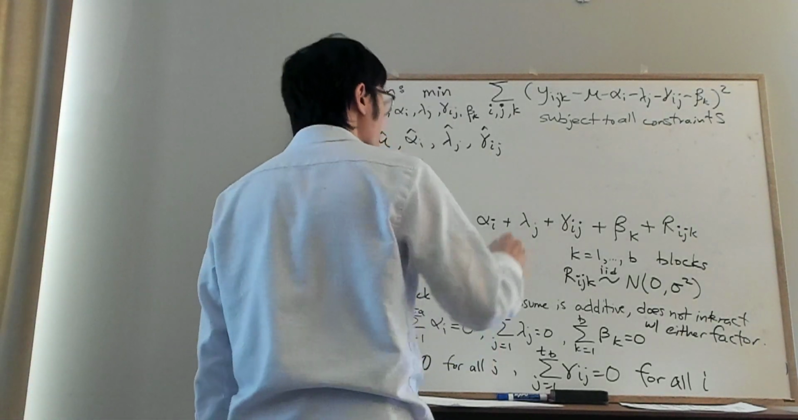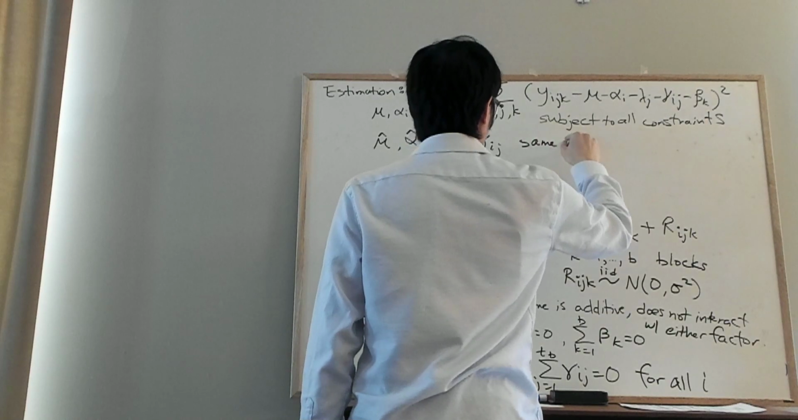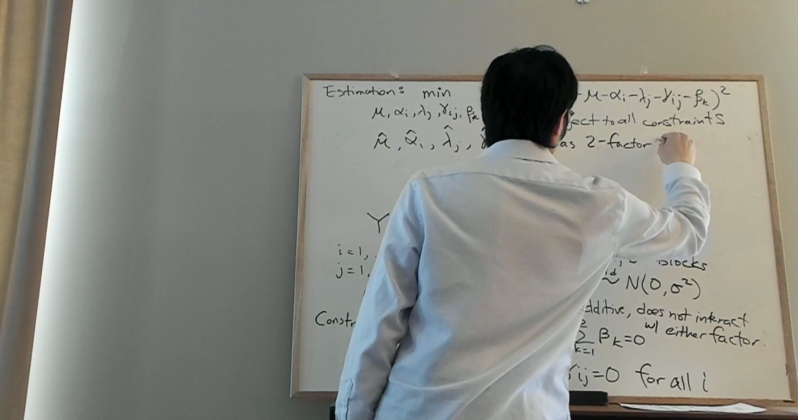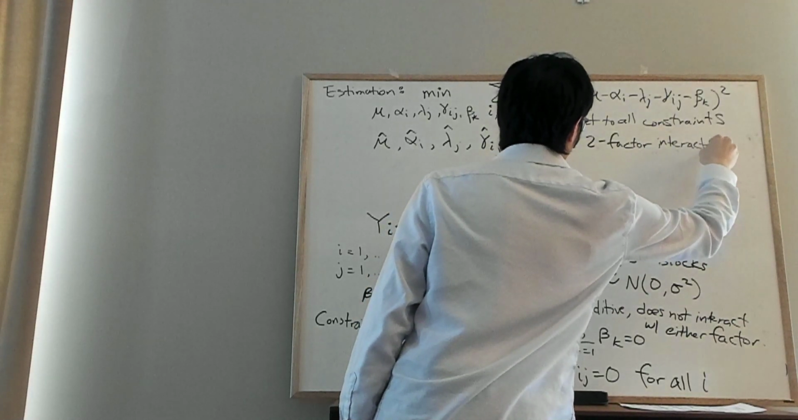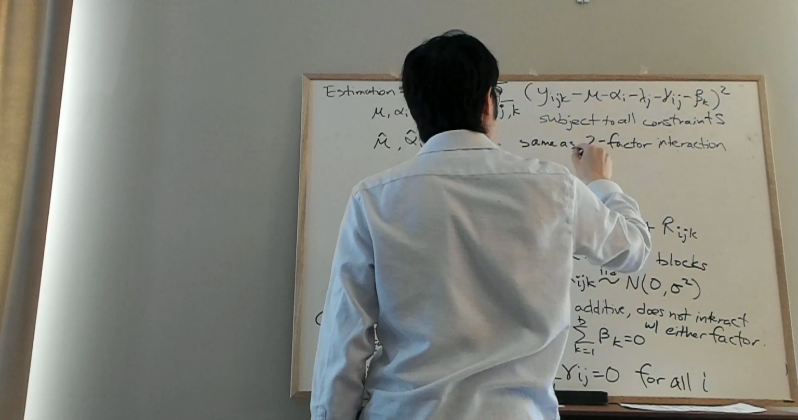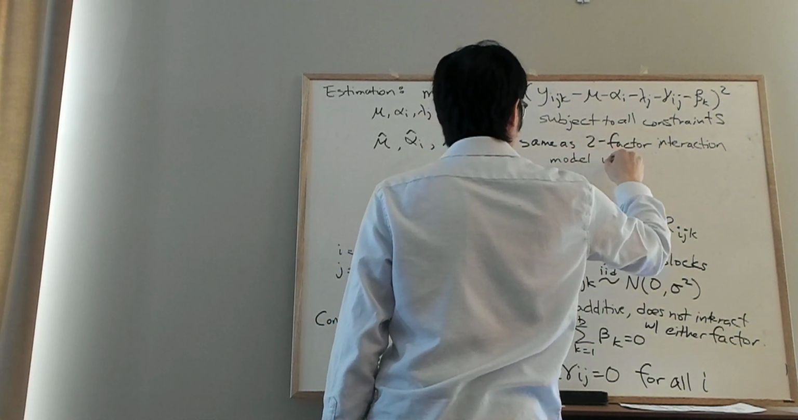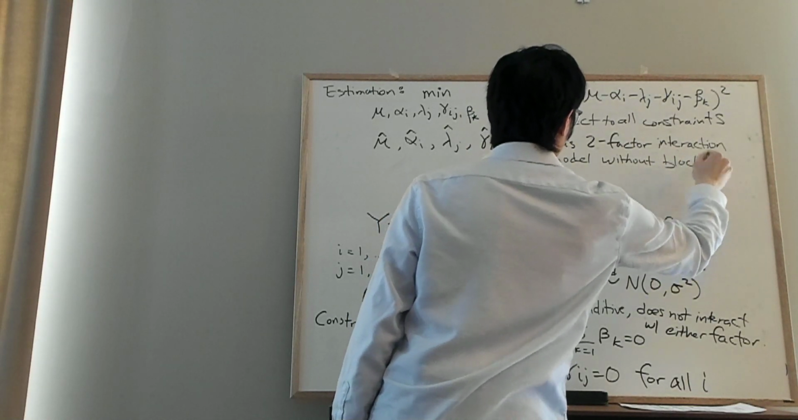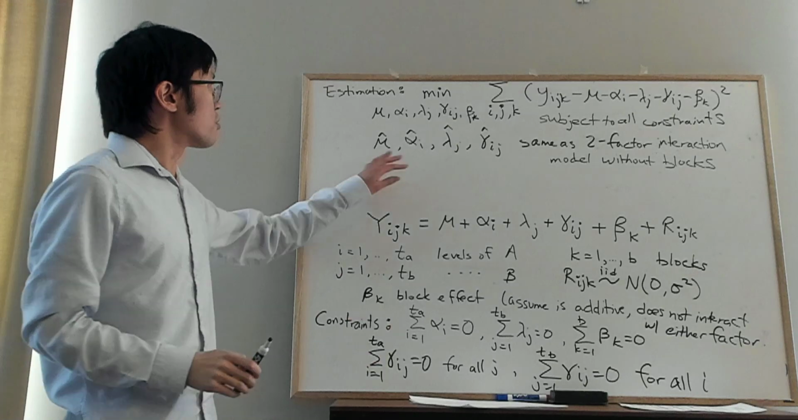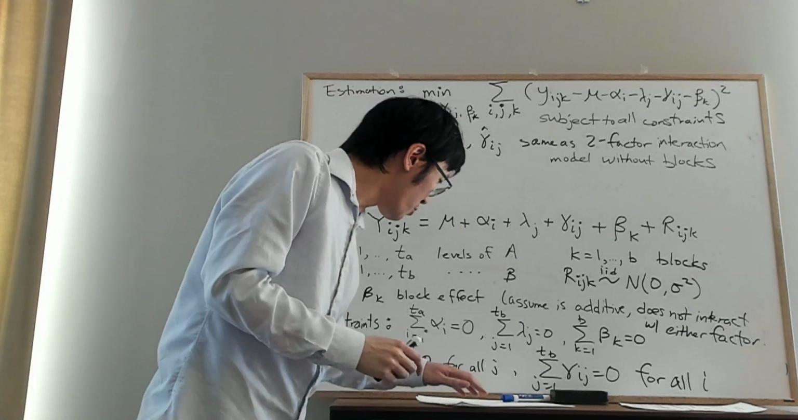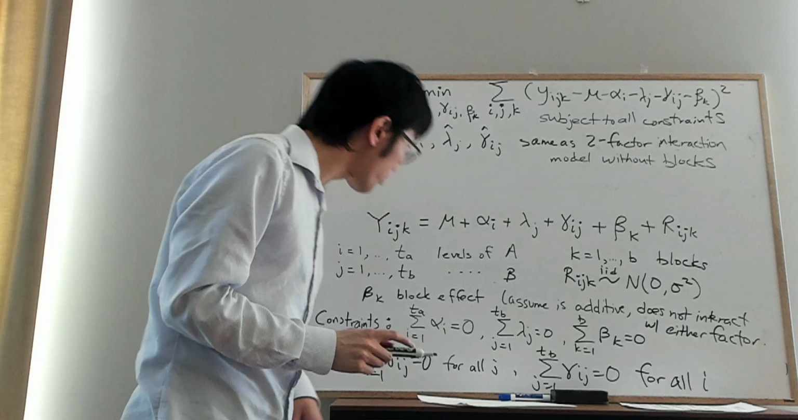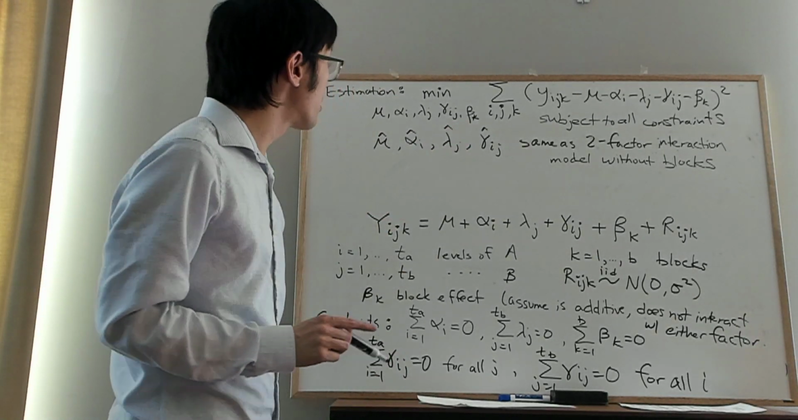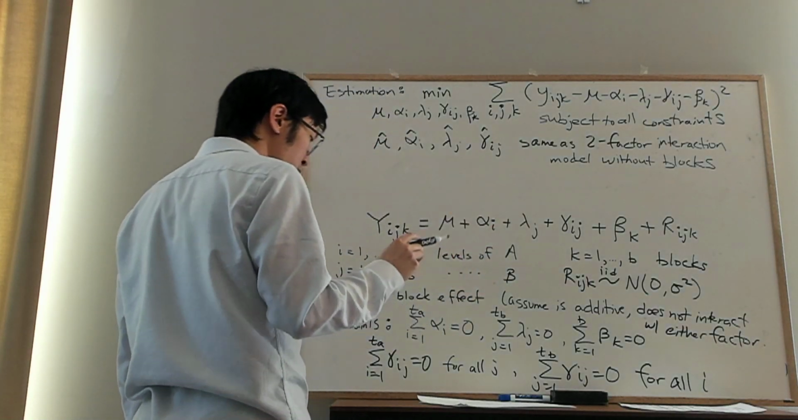Okay, so same as the 2-factor interaction model that we saw without blocking. Those formulas are a little bit long, so I won't rewrite them here. The only new set of parameters that we need to estimate here is the block parameter, so I will write that estimate.